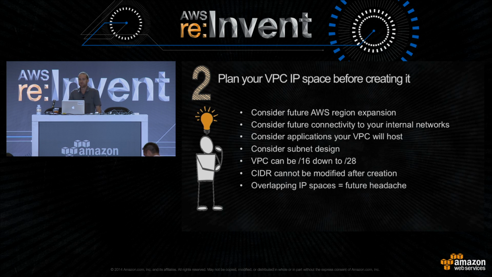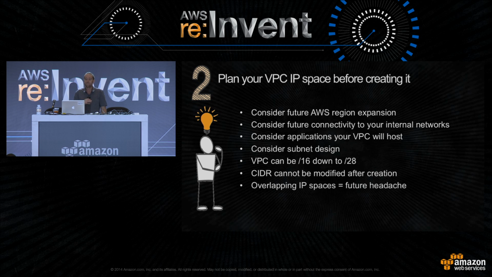Okay, so plan your IP space before creating it. This is really important. First, consider the IP space you use on-prem in your own data centers, your own corporate LAN environments, and so on. You probably don't want to collide on that IP space. If you want to join your data center on Amazon with your own physical data centers, you probably don't want IP space that overlaps. Otherwise, that's going to cause some confusion. You're going to have to NAT things and so on. So make sure you plan your IP space accordingly.